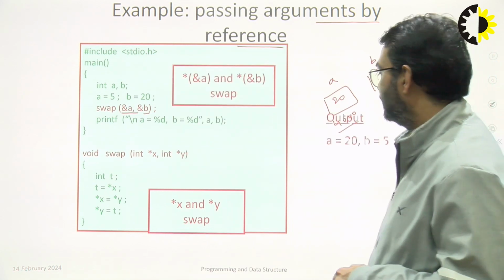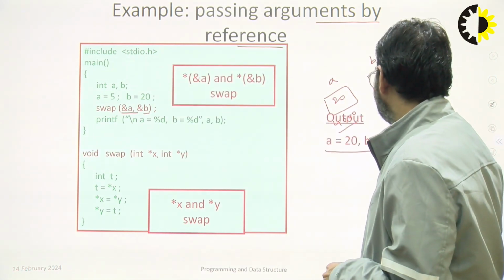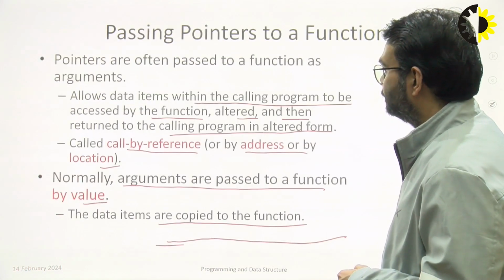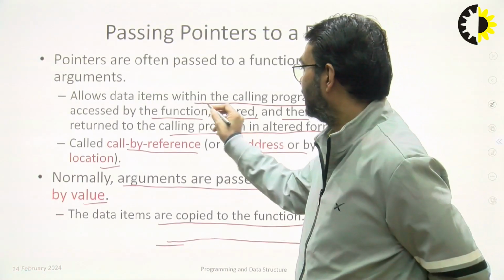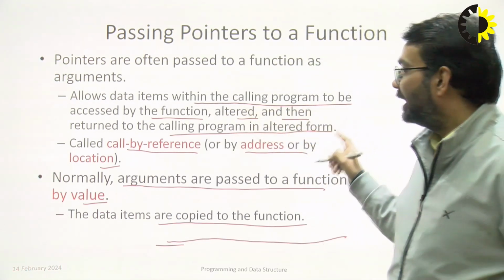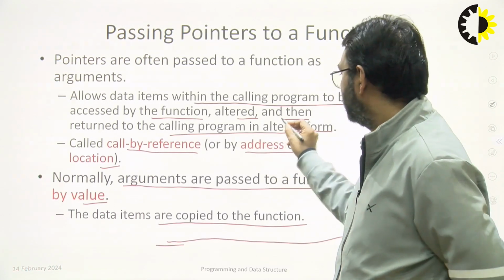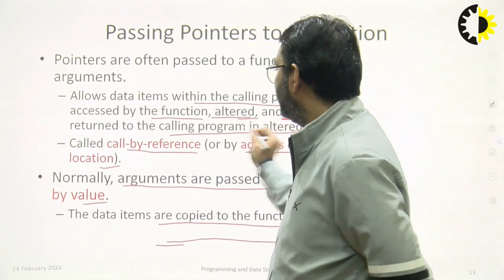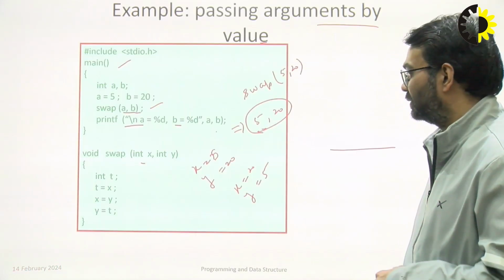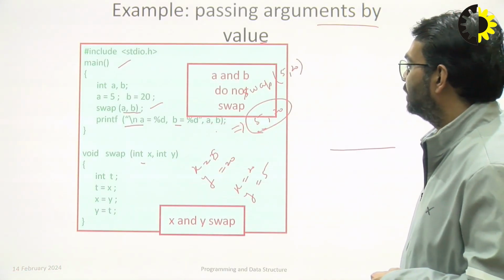So the output will be a is 20 and b is equal to 5. It means when we pass a reference or address to a function as an argument, we can alter the value and return it to the calling program in altered form. This is call by reference and call by value.